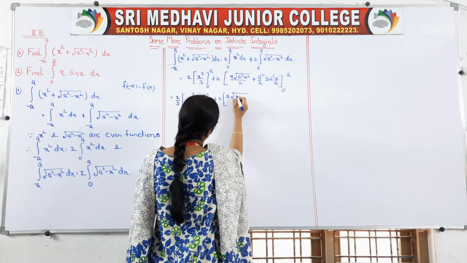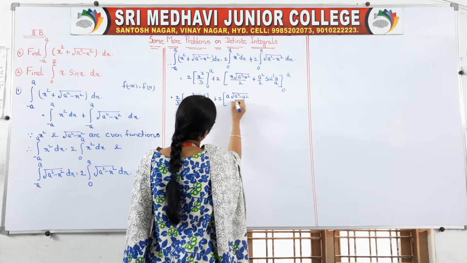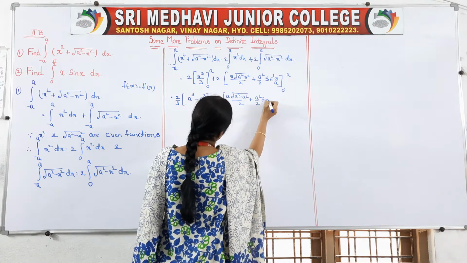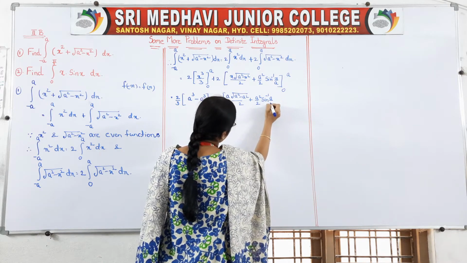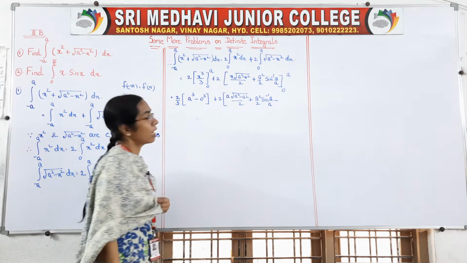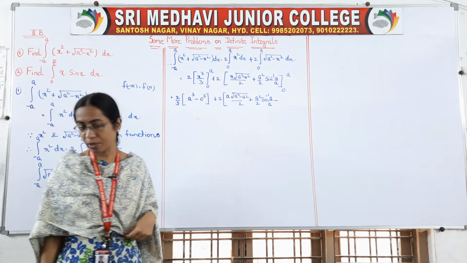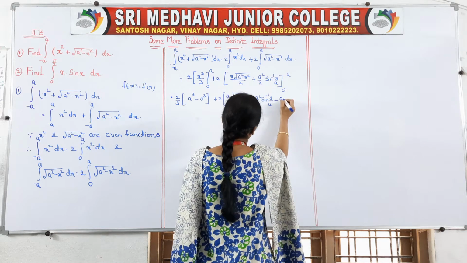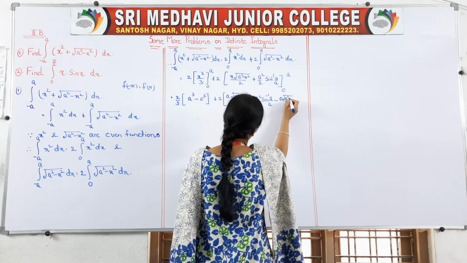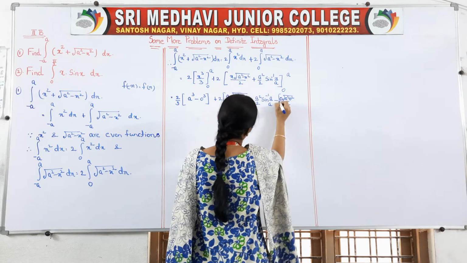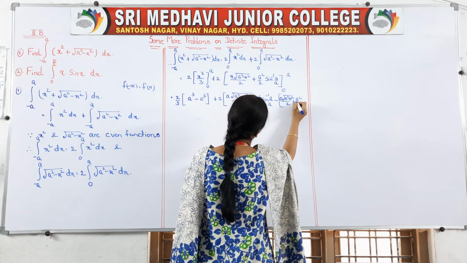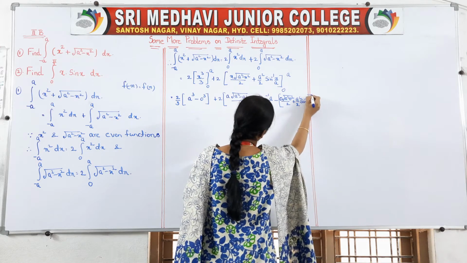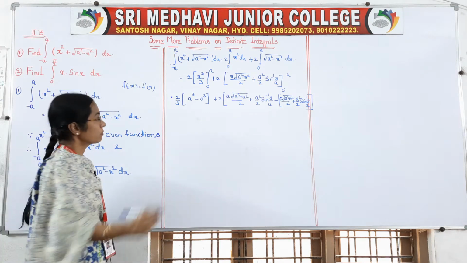A into root of a square minus a square by 2 plus a square by 2 into sine inverse a by a, minus upper limit minus lower limit we have to take. So then we have to take 0 into root of a square minus 0 square by 2 plus a square by 2 into sine inverse of 0 by a. So this we can take.